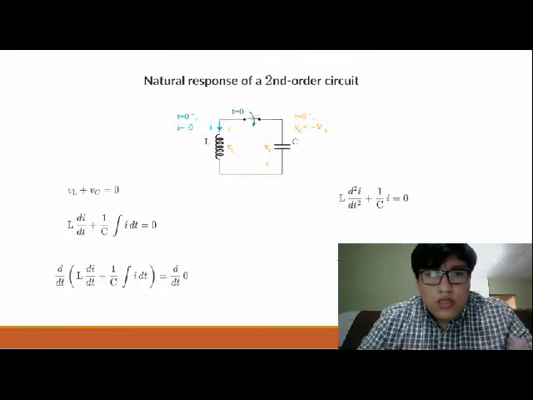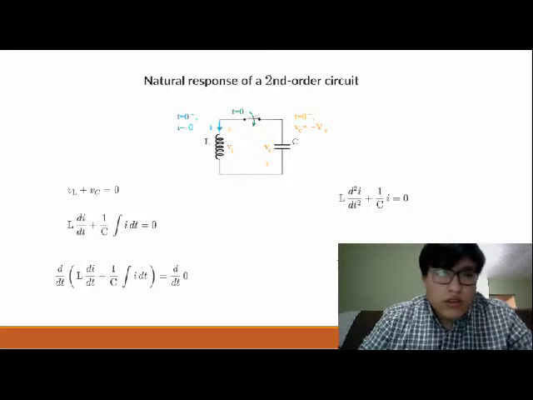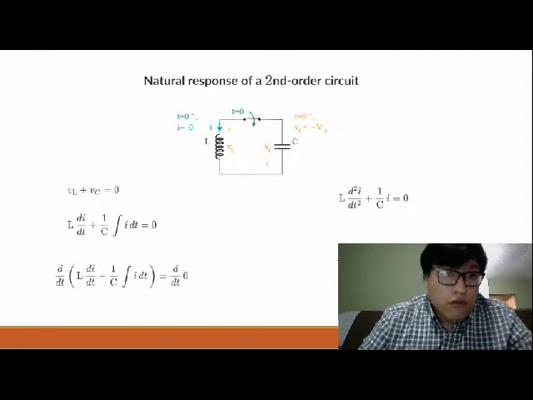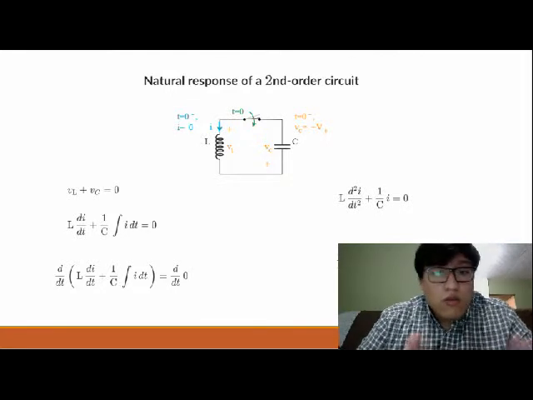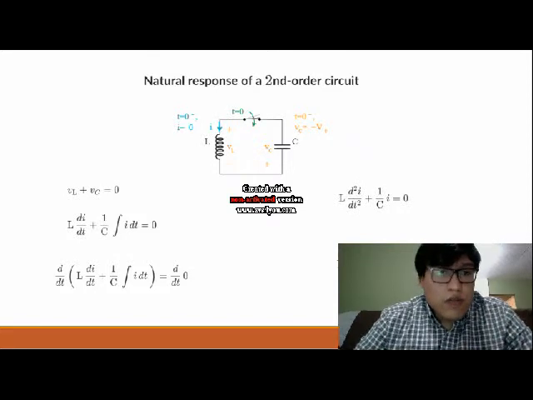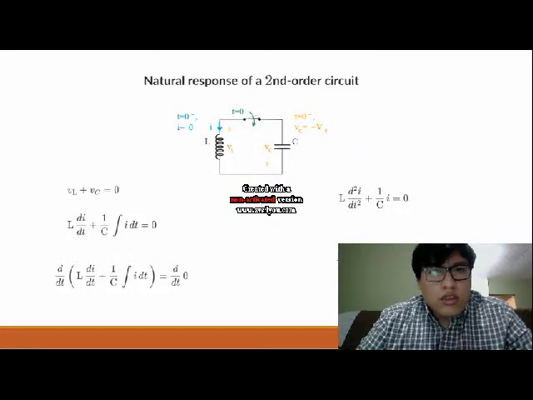This KVL equation contains an integral, which is awkward to deal with. So we are going to differentiate both sides of the equation and end up with a second order derivative of I multiplied by L, plus 1 divided by C multiplied by I. And this is going to equal 0. And that's how we get a second order differential equation for this tank circuit.